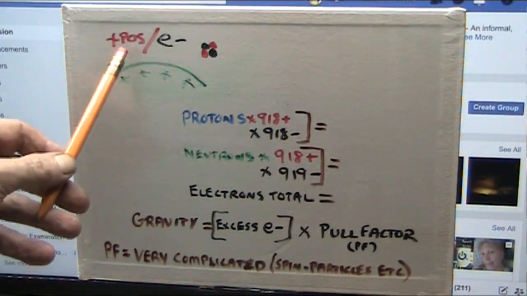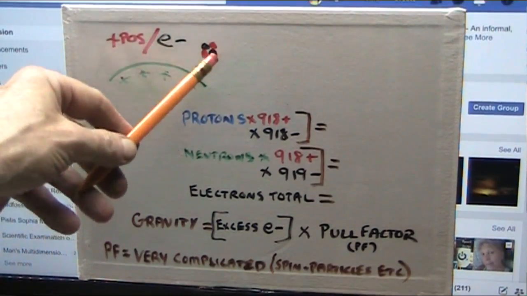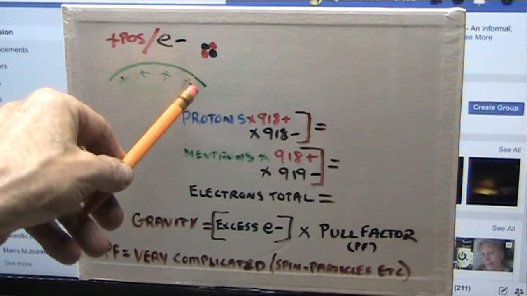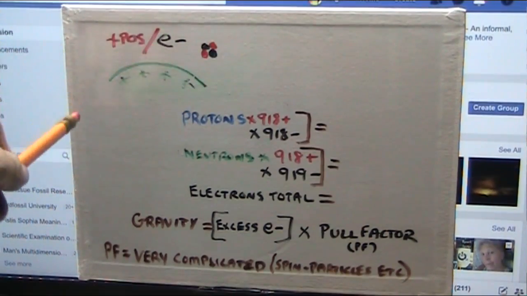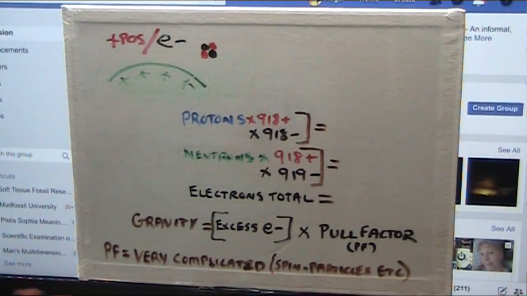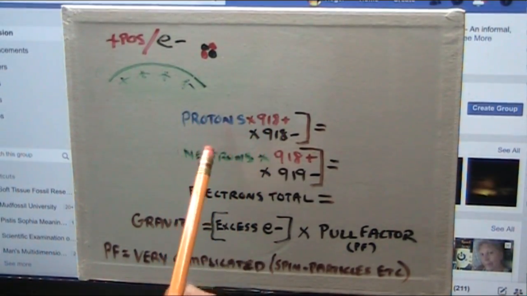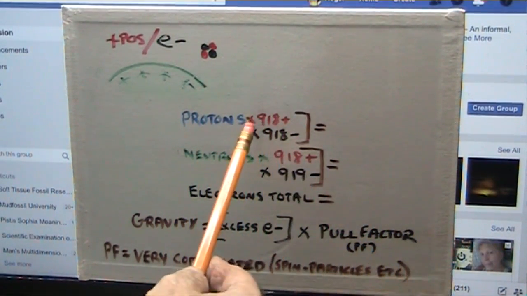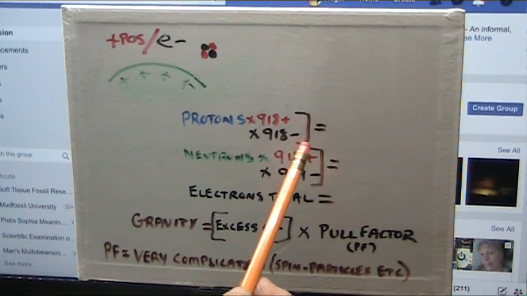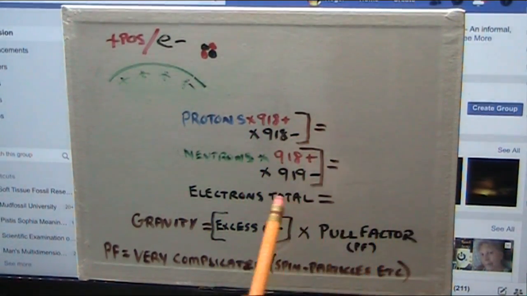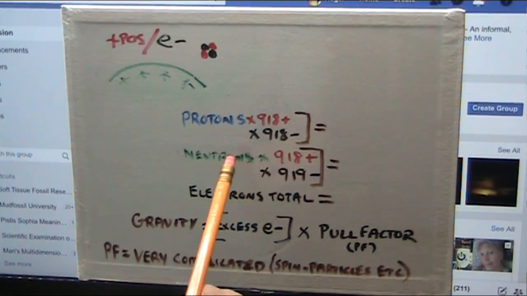You've got your positives and your negatives attached together in those particles. I think I already showed you. They're being attracted to Earth, which is a positive attractive source. Not 100% positive attractive, but positive attractive. Now, here's the calculation for gravity. Protons, you multiply every proton in the particular atom by 918 plus and 918 minus, and you carry it over here. Then you go to neutrons, 918 plus and 919 minus, and you carry it over there. So it leaves you 1 extra neutron.